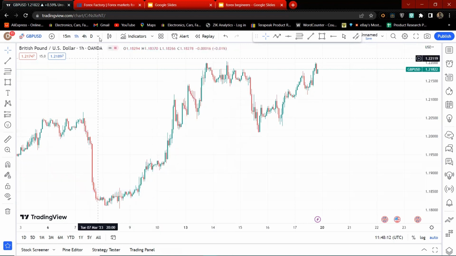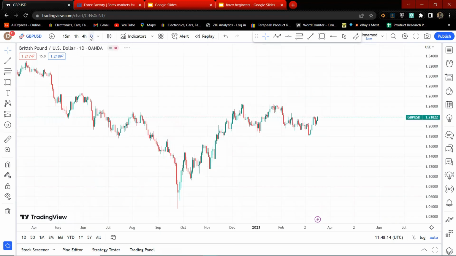So let me just show you how we do it in an organized way, and we're going to practice, and we shall have something called the top-down analysis, where you'll be able to analyze from bigger time frames to smaller time frames, then after be able to take a trade, right? So we're going to look at that.